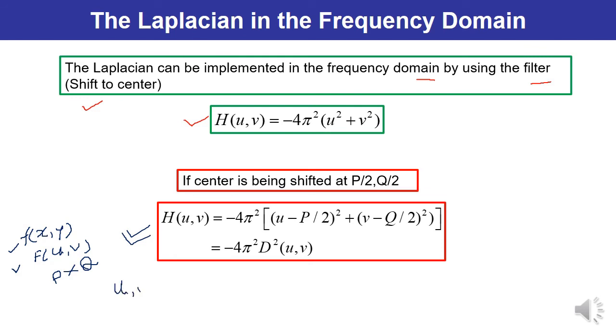What is (u,v)? This is (0,0), and it is at the point... now it will be at the point P by 2 and Q by 2 in the frequency rectangle. So you can represent it in this particular form.